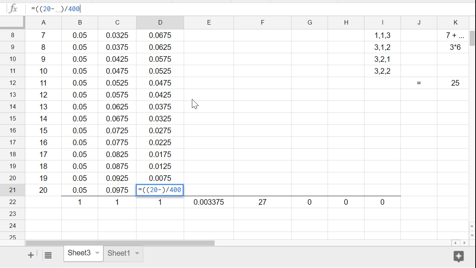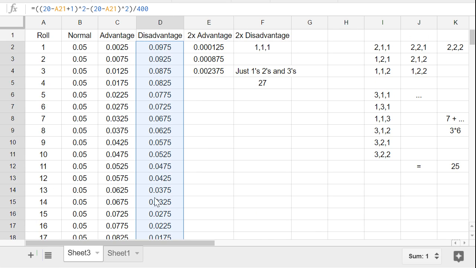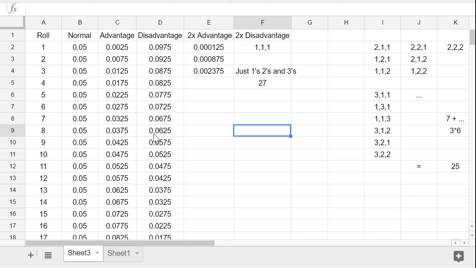minus plus 1 squared minus 20 minus that squared. So it would be 20 minus 20, 0, plus 1 squared. So 1 squared minus 0 squared. And the same process should trickle up, giving us the exact same numbers. Okay, awesome.